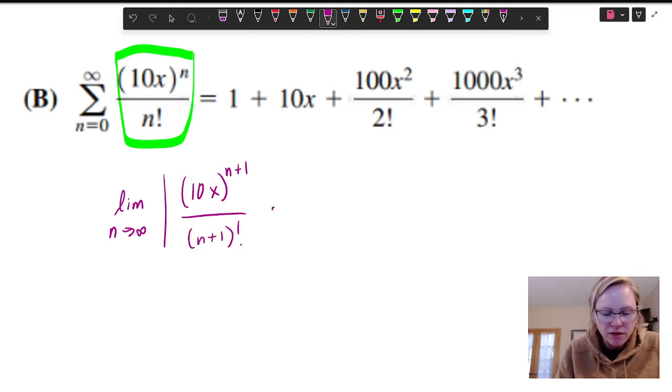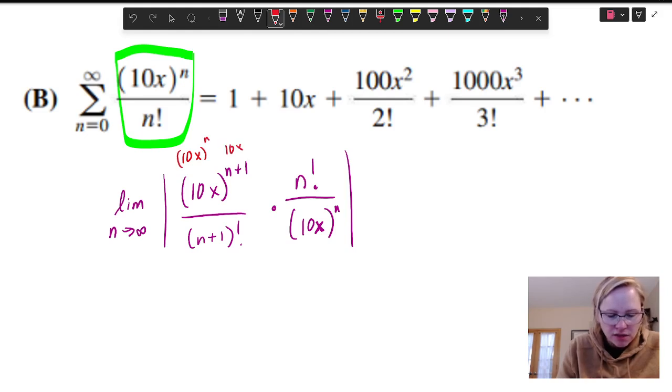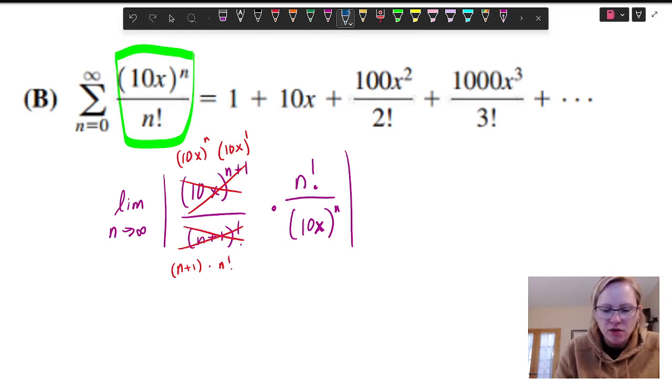And I know I'm going to divide by this fraction, so I'm going to just right off the bat go ahead and flip my fraction to the reciprocal. That's an okay thing to do. It's not a big deal if you do that. I'm going to split up my exponents, so I'll have 10x to the n and 10x to the 1. Replace that. And then n plus 1 times n factorial. And that'll allow me to go and cancel some things. So n factorial will cancel, 10x to the n will cancel, and so I get this situation.